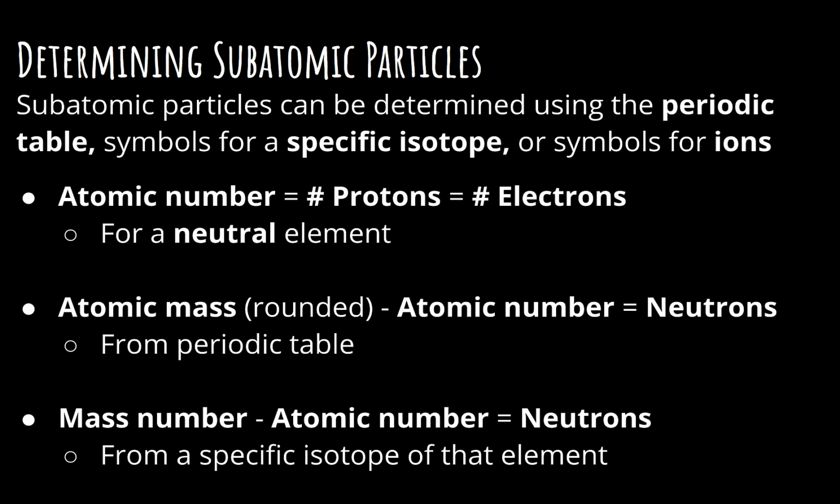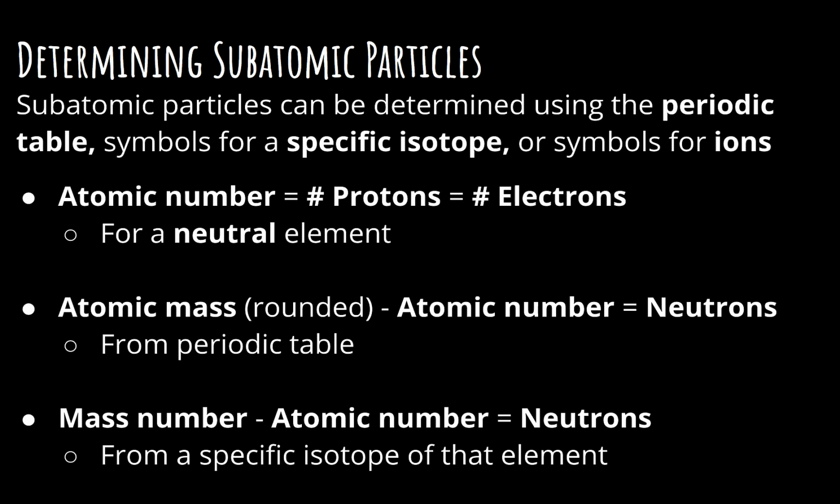So when we are trying to calculate subatomic particles, there's a couple different ways we can do this, and we'll do lots of practice in class on how to figure this out. They can be determined using either the periodic table, symbols for specific isotopes, or symbols for ions. So there's lots of different ways that you could get this information, and we're going to do practice with all different types.